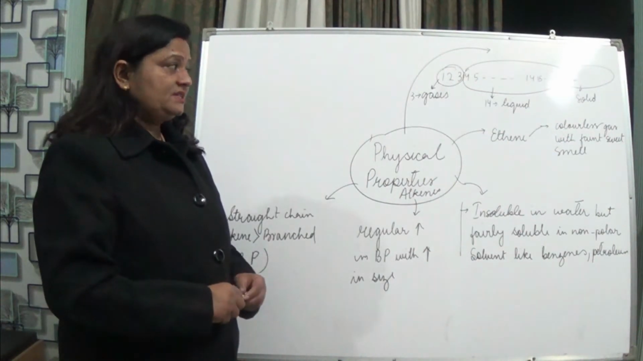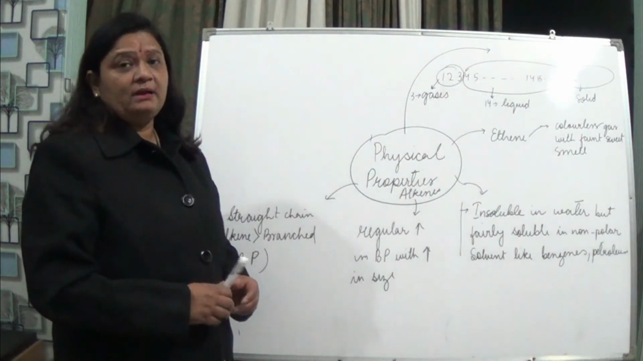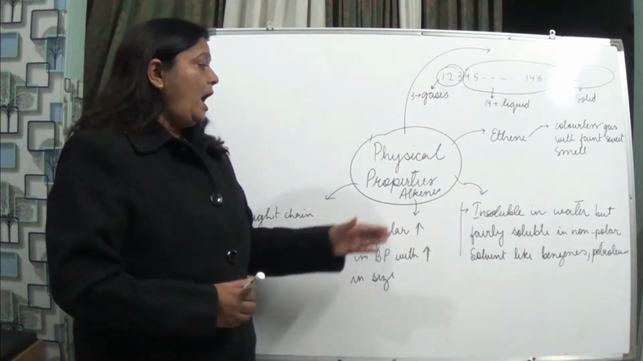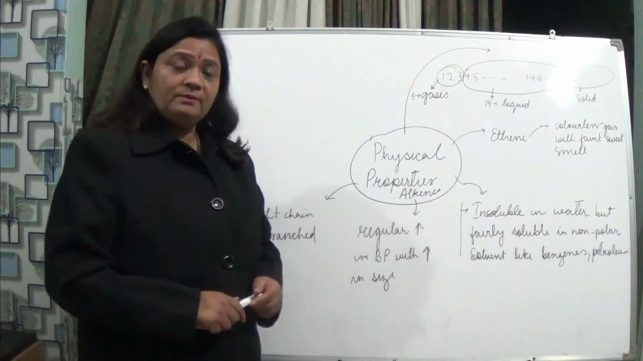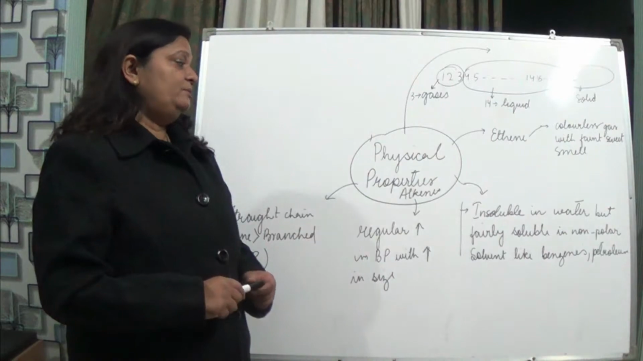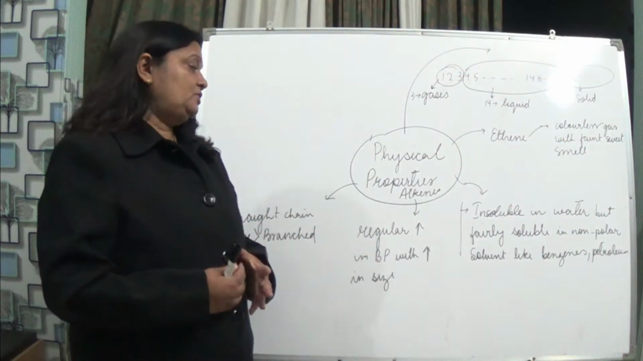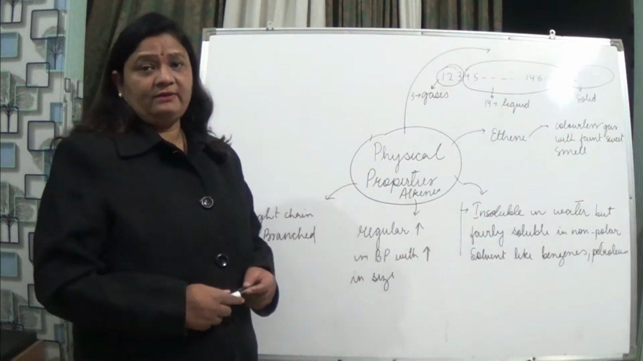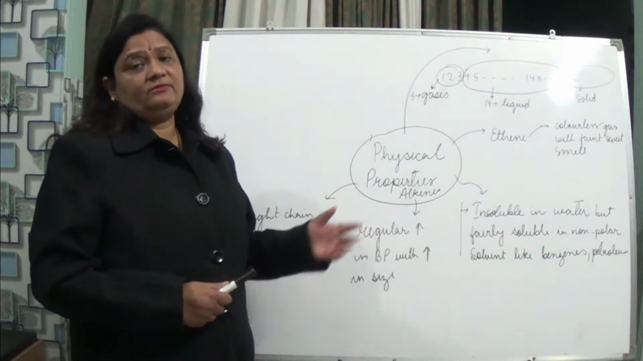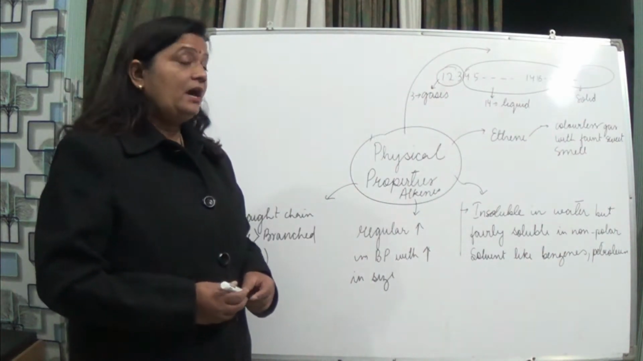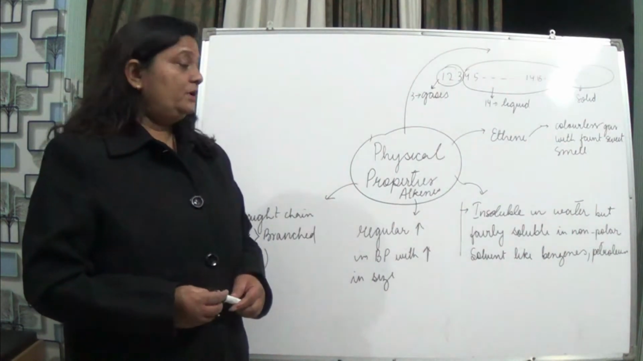Okay, now these alkenes. We have seen right now that ethene is colorless and has a faint sweet smell, but the rest of the alkenes are odorless in nature. Okay, and they are insoluble in water. But yes, they are fairly soluble in non-polar solvents, like benzene and all. Why? Because they don't have polarity. If they had polarity, yes, they would be soluble in water. But they are non-polar in nature.